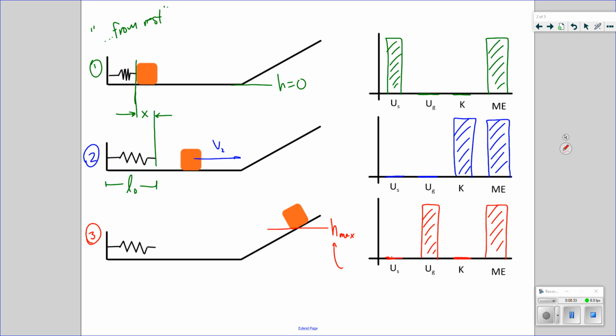So we get a nice look at transformations of energy from U spring to K to UG. Or from U spring to UG, if we neglect our instant 2. We don't have to talk about instant 2 if we don't want to. Right? We can say the system's mechanical energy transformed from all potential energy stored in the spring to all gravitational potential energy of the Earth block system. Okay? Okay.